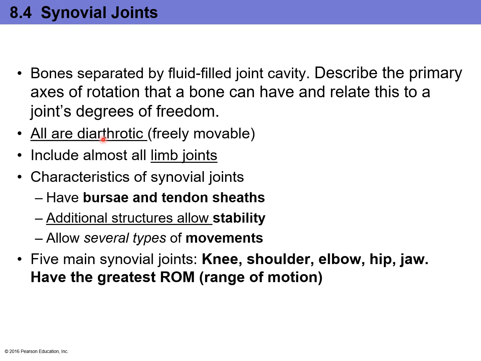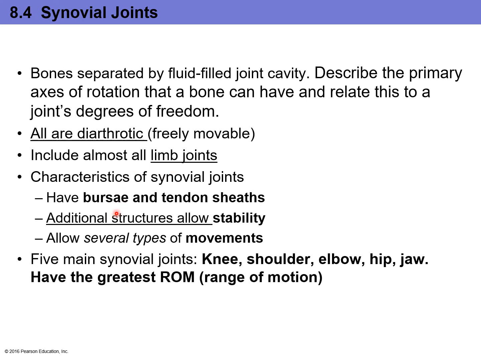So all synovial joints are classified as diarthroses, okay? They are all, in other words, diarthrotic, meaning they are freely movable. And so these synovial joints are pretty much going to be located amongst all of your limb joints. This is where we're going to find synovial joints.